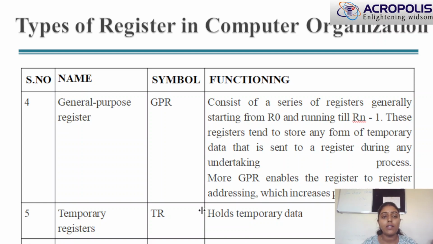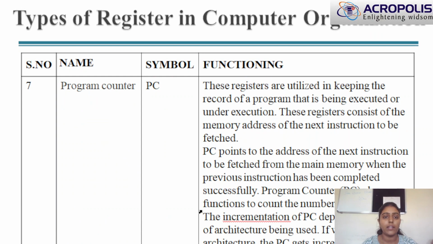The next register is the temporary register, which is denoted by TR. It holds temporary data. Up next is the input register, which is INPR, which carries the input character. The seventh register is the program counter, which is indicated by PC. These registers are utilized in keeping the record of a program that is being executed or is under execution. These registers hold the memory address of the next instruction to be fetched.